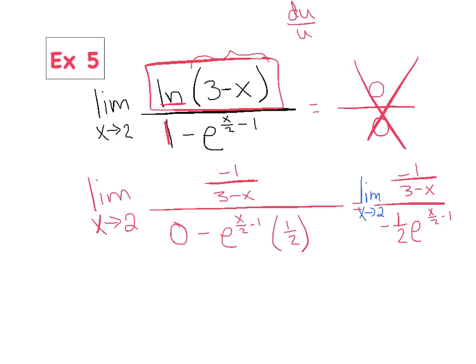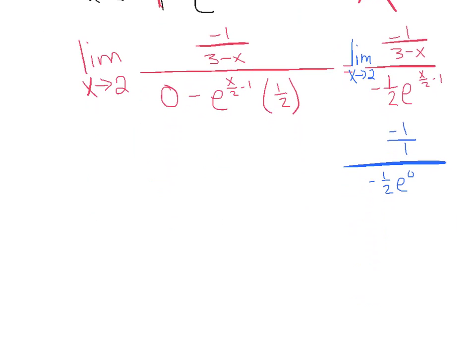As I substitute that 2, I get -1 over 1 all over -1/2 e to the 0 power. Let's see, we clean that up just a hair. What do we got, folks? We've got a -1 divided by a -1/2, which turns out to be +2. There's my final answer using L'Hopital's rule and some fancy derivatives and some excellent notation.